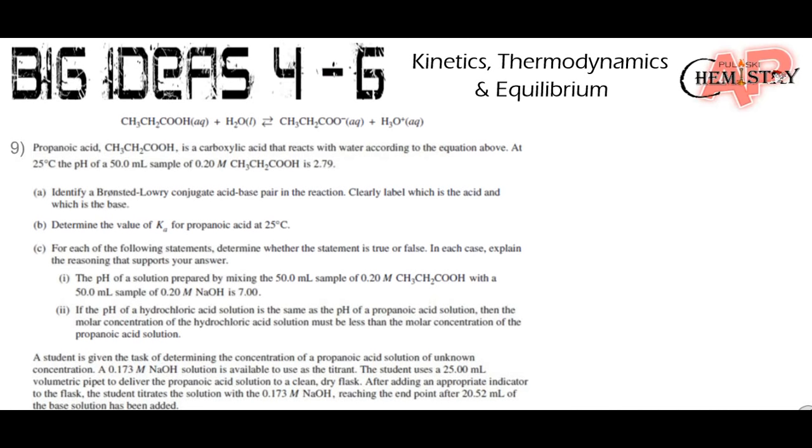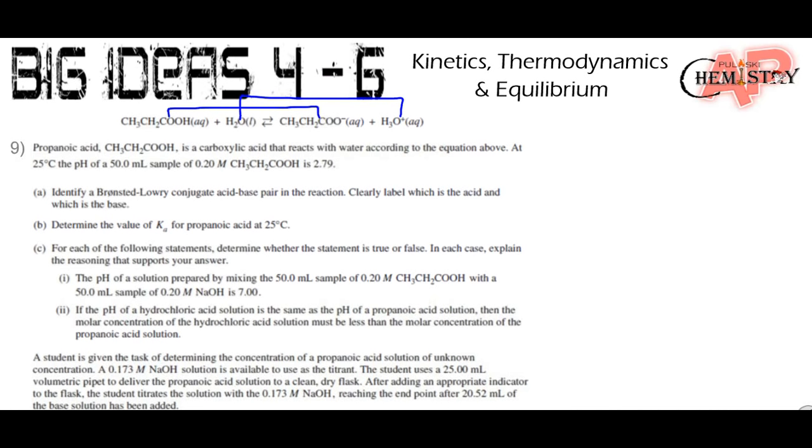A, simple but difficult if you don't remember. Identify a Bronsted-Lowry conjugate acid-base pair in the reaction. Clearly label which is the acid and which is the base. You honestly have two answers for this. So first, you have to understand there's pairs. Right, those are the pairs.